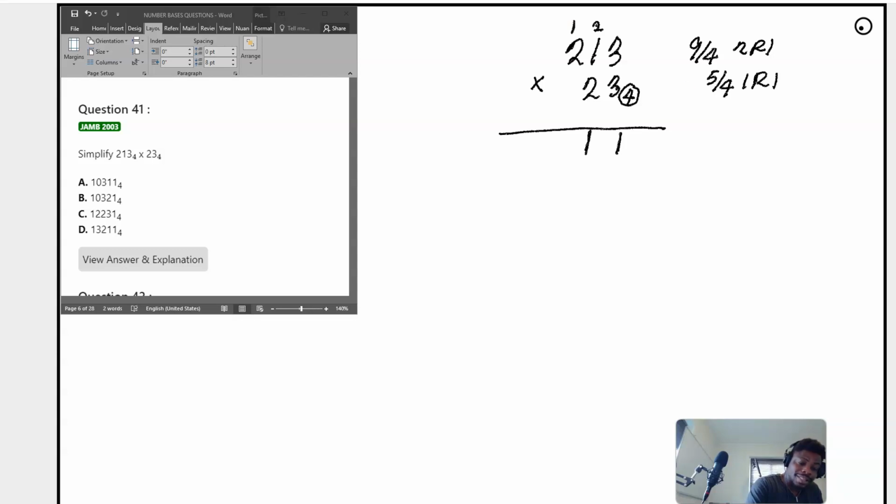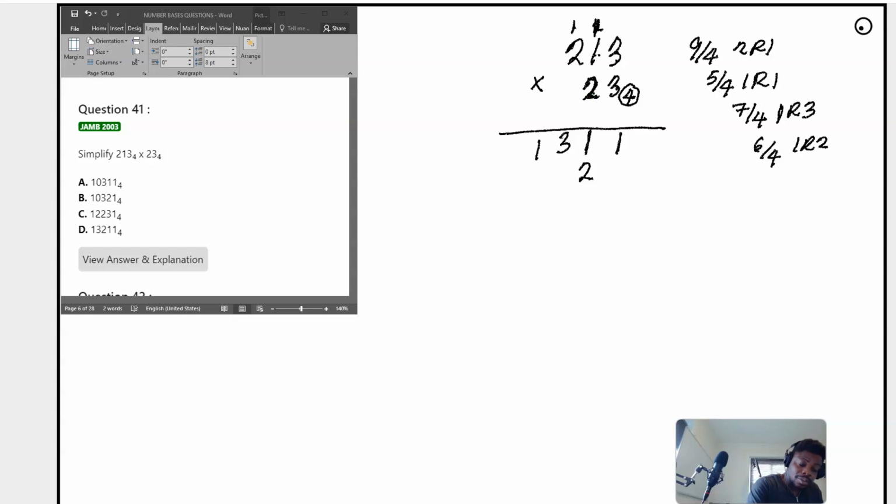3 times 2, 6. 6 plus 1, 7. 7 is greater than 4, you divide. So this is 1 remainder 3. You write 3 and you carry 1. There is no point here to put 1, so you put 1 here. So you go to the next one. 2 will multiply 2, 1, 3. So 2 times 3, that is 6. 6 is greater than 4, so 6 divided by 4, 1 remainder 2. Write 2, carry 1 here, so this is 1 now.